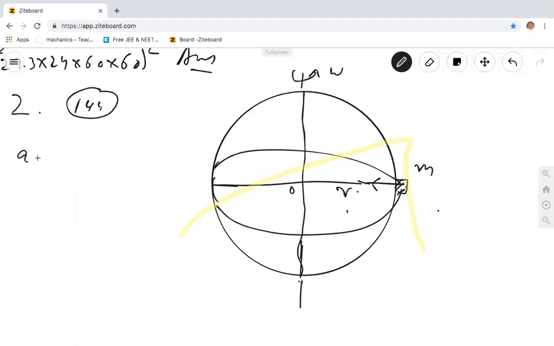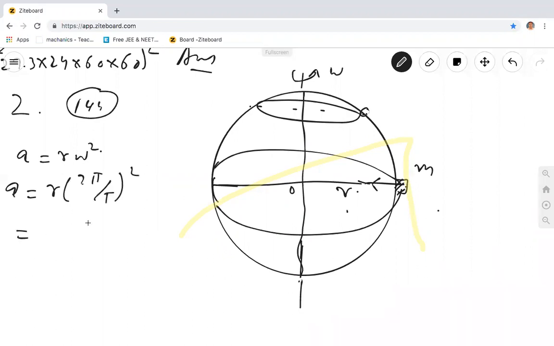The acceleration is simply what? R omega square. Isn't that? Yes. Because it also moves at the equator. When the Earth rotates, the object rotates with it in a circle of radius r. If the object would have been here, it would rotate in this little circle. But here it rotates in a big circle, equatorial plane, right? So centripetal acceleration is equal to r times 2 pi by t whole square. It is r 4 pi square by t square.